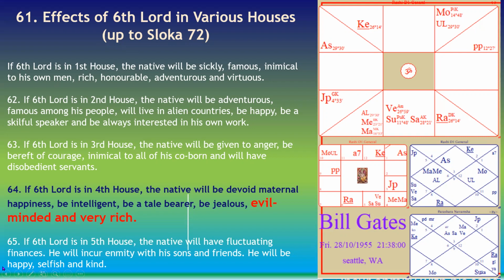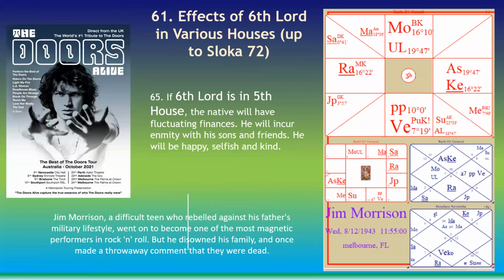The native will have fluctuating finances. He will incur enmity with his sons and friends. He will be happy, selfish, and kind. So this takes a little bit of a sting away from the sixth lord, because otherwise the sixth lord can get quite diabolical. Now, if the sixth lord is in the fifth house, the native will have fluctuating finances. Now, we all know about Jim Morrison, right?